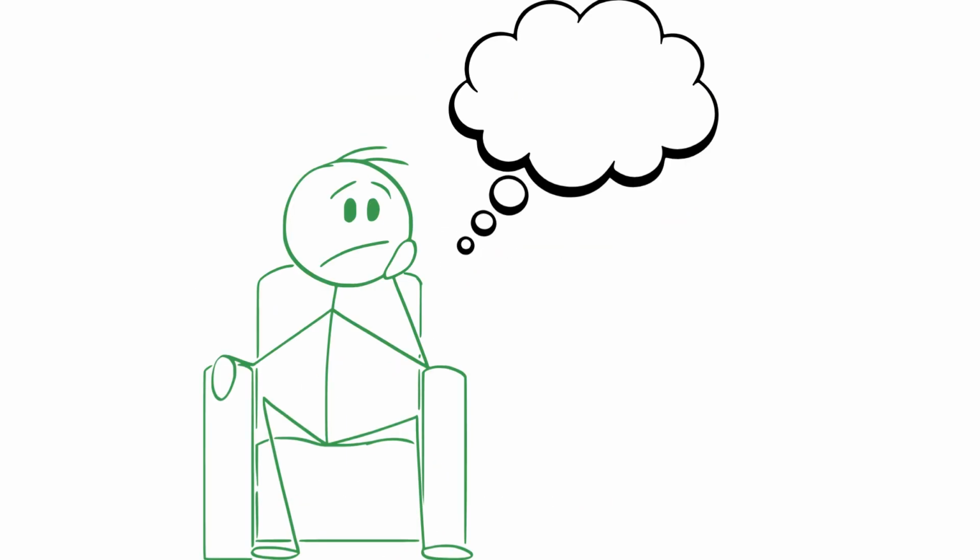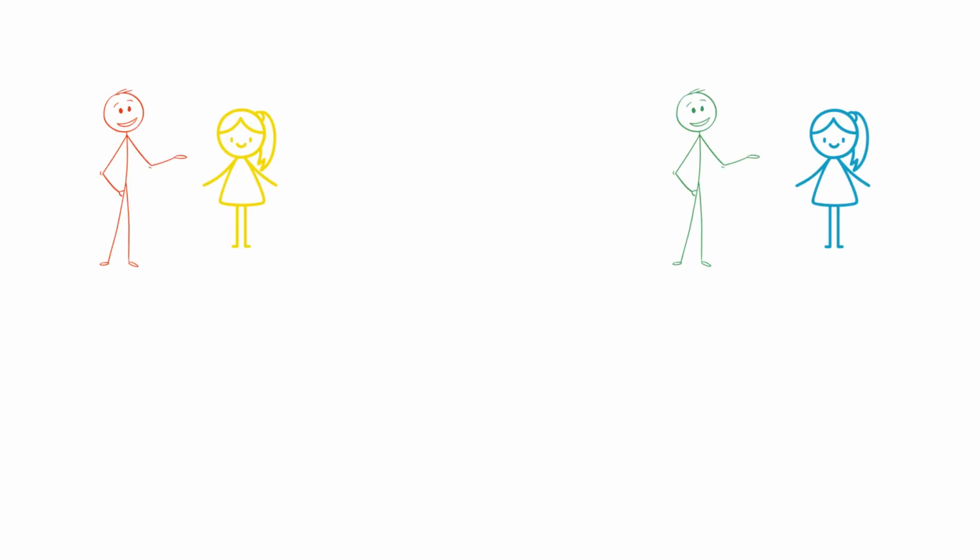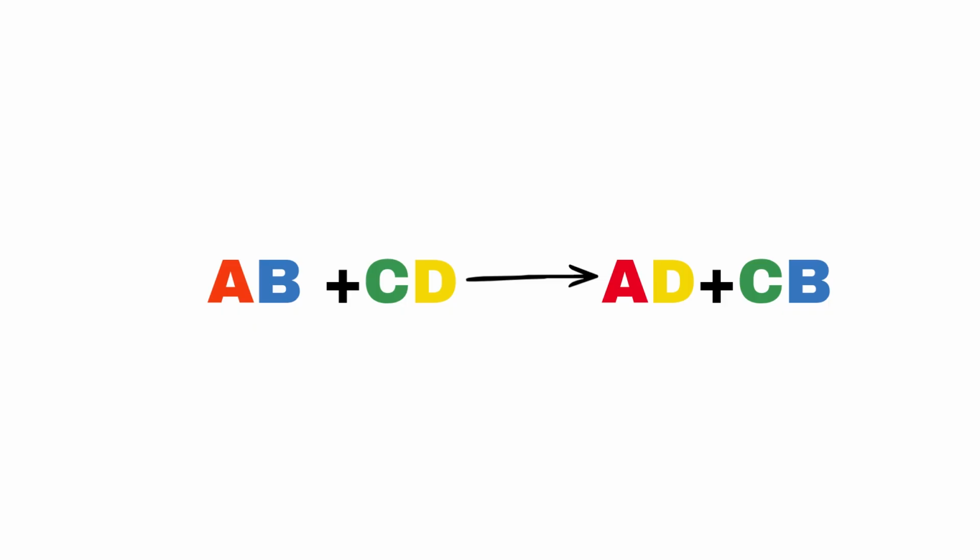Eventually, both couples break up and swap partners. Alex ends up with Taylor, AD, Chris ends up with Jamie, CB. In chemistry terms, this is a double replacement reaction. AB plus CD yields AD plus CB, for example.